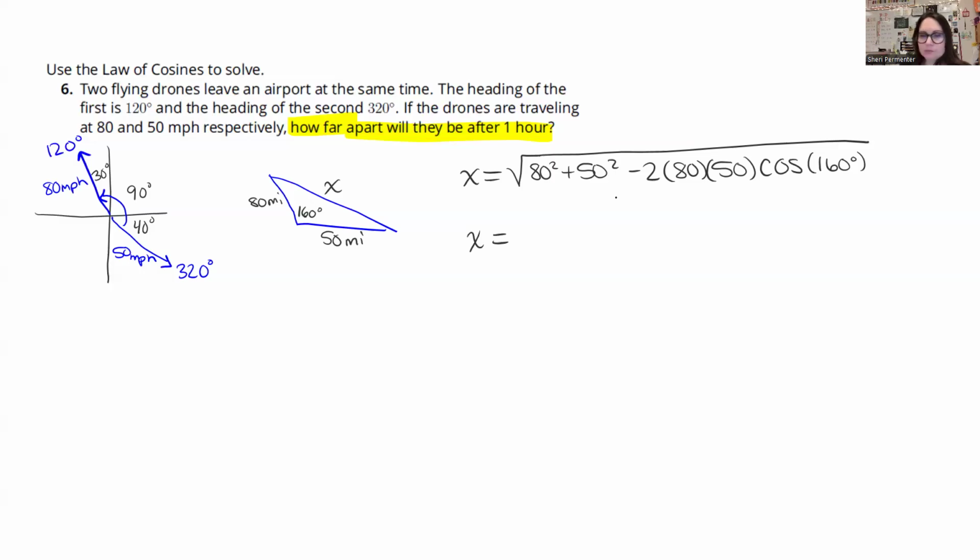What do you get? Is that what y'all got? Okay, so let's answer our question. The question was, how far apart will they be in 1 hour? In 1 hour, they will be about 128 miles apart.